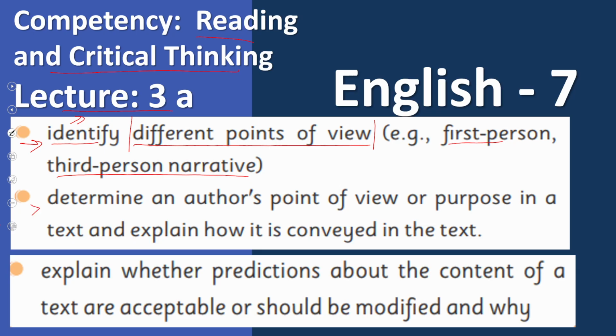And the second SLO: determine an author's point of view or purpose in a text and explain how it is conveyed in the text. Now, the second SLO is telling us to determine the author's point of view. What is the purpose of the writer and what is the author's point of view? Then explain how it is conveyed in the text. And then you have to explain the purpose of the author or the viewpoints of the author.